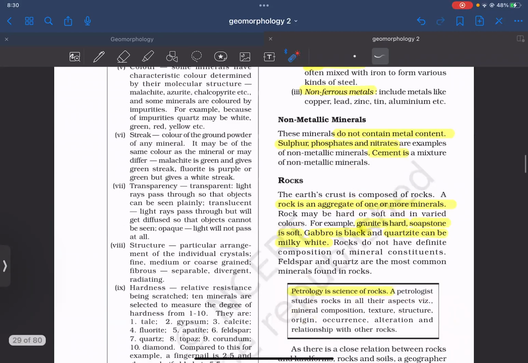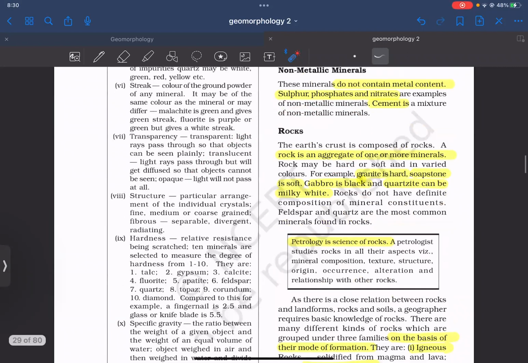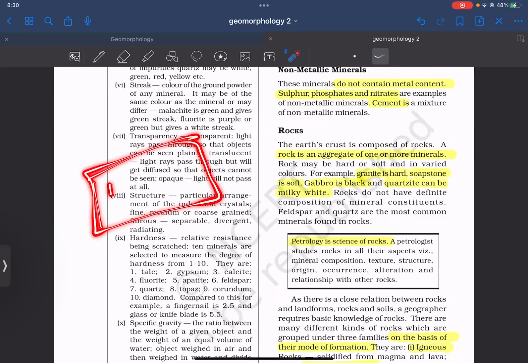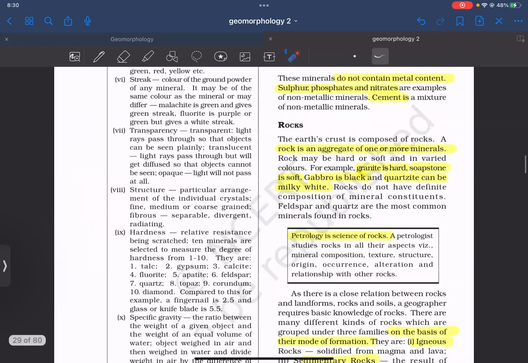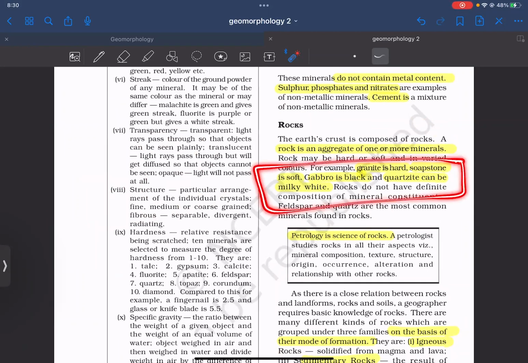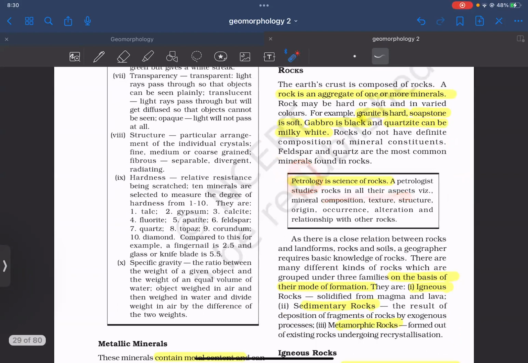All right. Our important topic of discussion is rocks. So what are rocks? This is a whole piece of rock. It may consist of one type of mineral or more types of minerals. So it is an aggregate of one or more minerals. It may be hard or soft, as physical properties vary. UPSC has mentioned these, so do remember the properties of various rocks. Granite rock is hard, soapstone is soft, gabbro rock is black in color, quartzite is milky white in color. And petrology is the science of rocks.